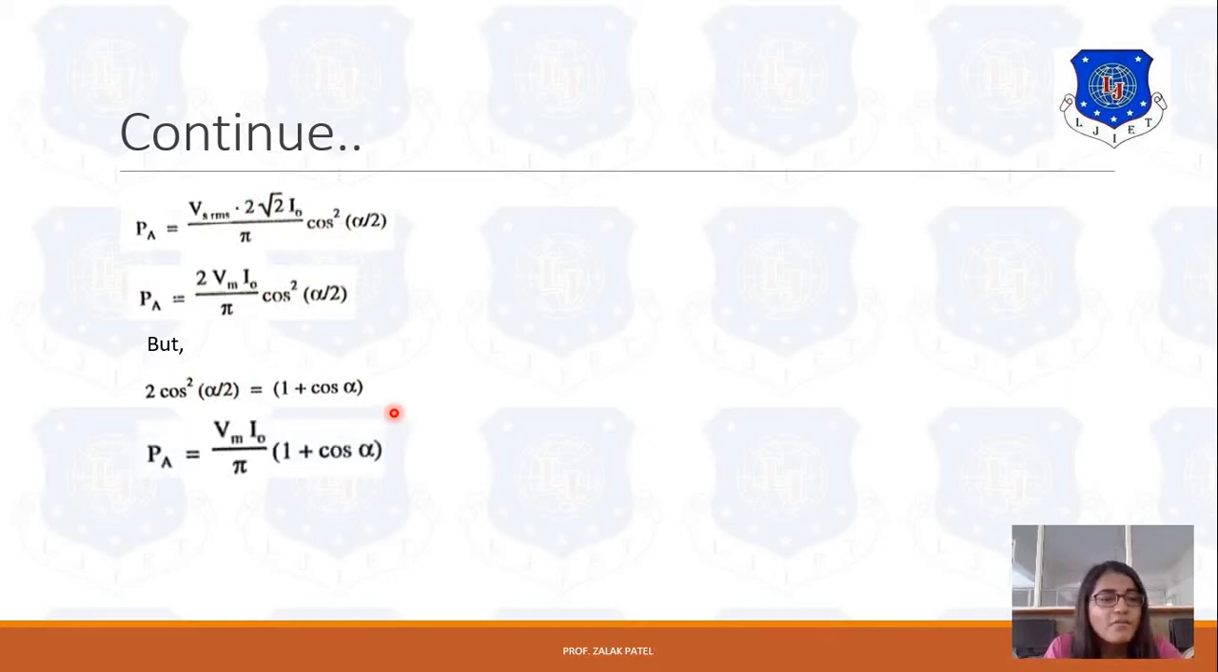So active power will be like this: Vm into I0 upon pi as it is. This 2 into cos square alpha by 2 becomes 1 plus cos alpha. So the whole equation will be written like this. This is the equation of active power. This whole equation can be asked for the numericals.